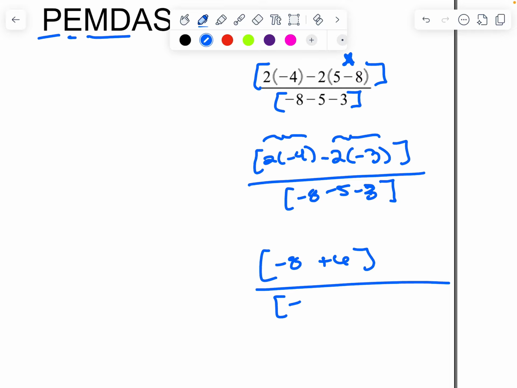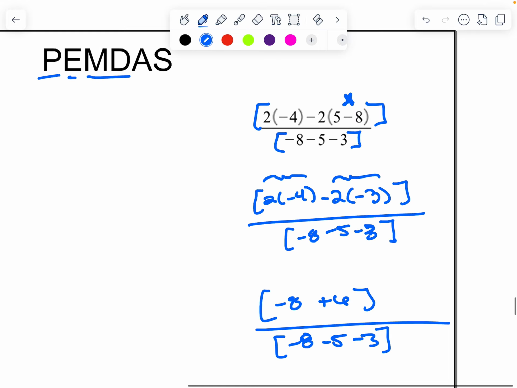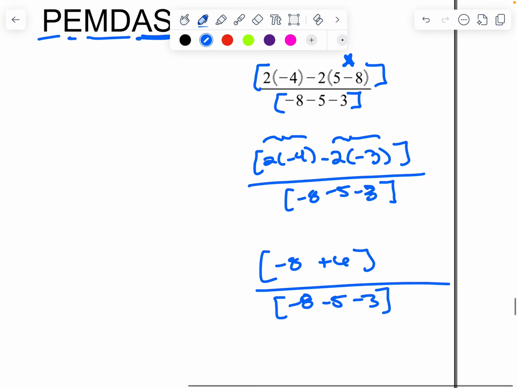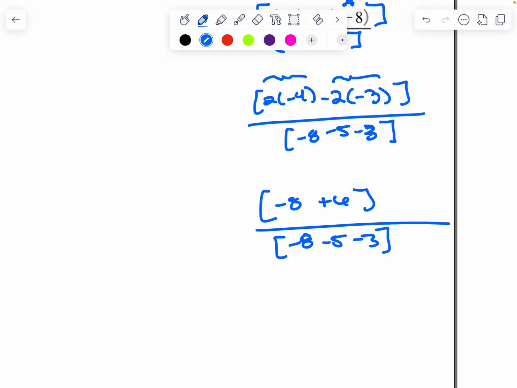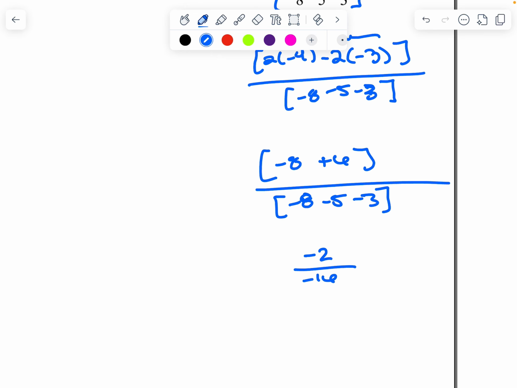On the bottom, we have negative 8 minus 5 minus 3. There's no multiplication and division on the bottom, so I'm not going to fool with it. Next up, addition and subtraction. On the top, negative 8 plus 6 is negative 2. On the bottom, negative 8 minus 5 minus 3 is negative 16. And negative 2 over negative 16 is positive 1/8.